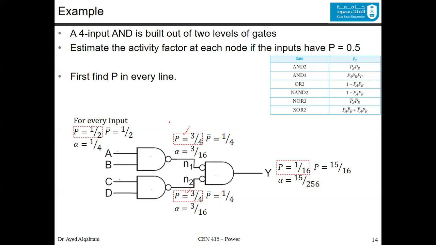Now going back, after we calculated what's in the red boxes, go back again to the beginning and find P bar if you didn't find it already. So here it is a half. This one we already found. And this one is 15 over 16. You can see that it's complementing the other probability.